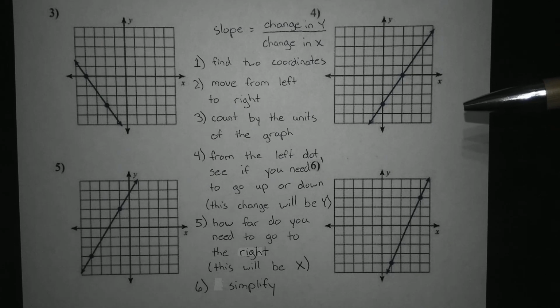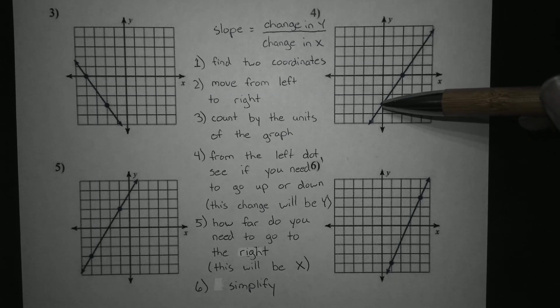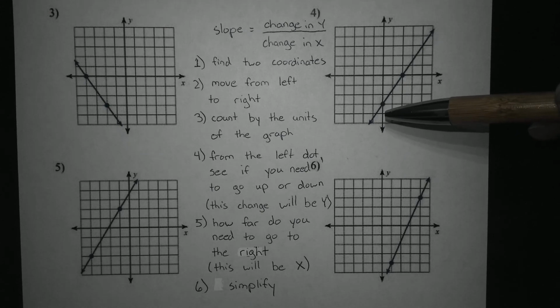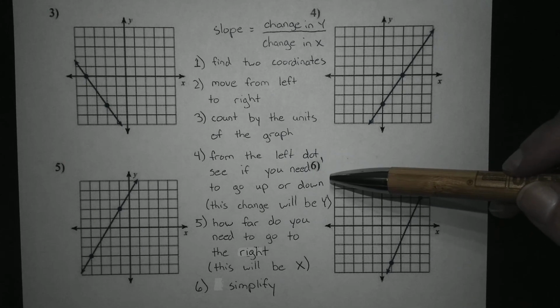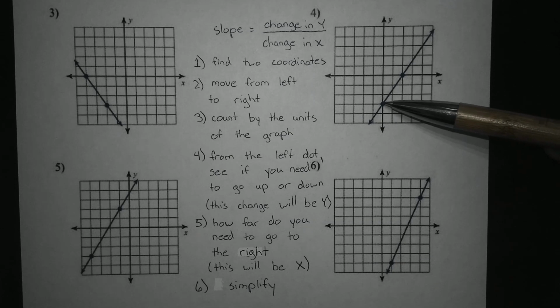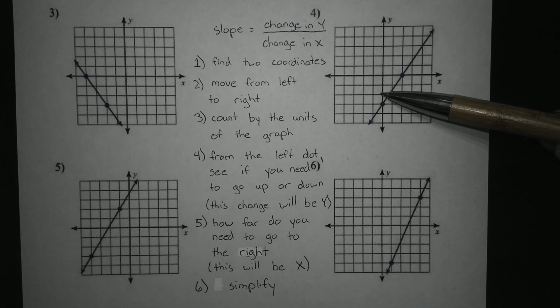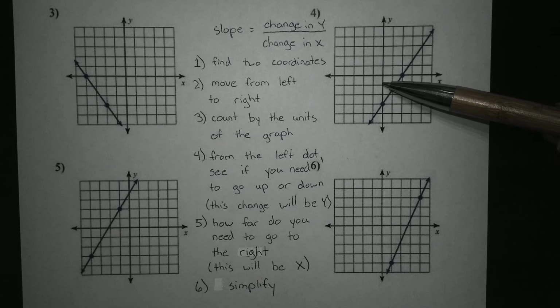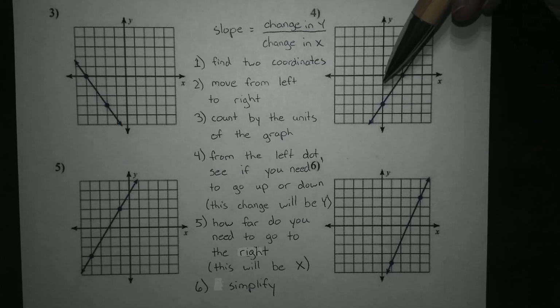This can be a difficult thing to explain, so I'm going to show it to you. Here, what I'm going to do is count the units, and starting from the left dot, see if you need to go up or down first. To get to this next one, I clearly need to go up. That means that I'm going to be using a positive number. As I move up one line, that's 1, 2, 3. When I'm here, I am directly across from the other coordinate that I'm trying to get to. So I have gone as high as I need to go. So this will be a change in 3.